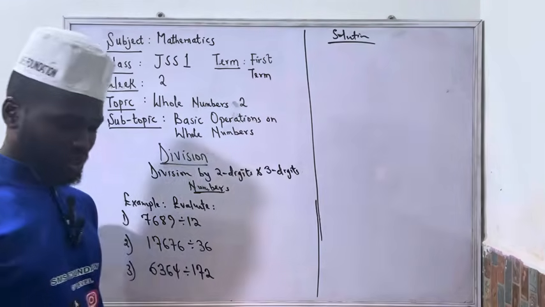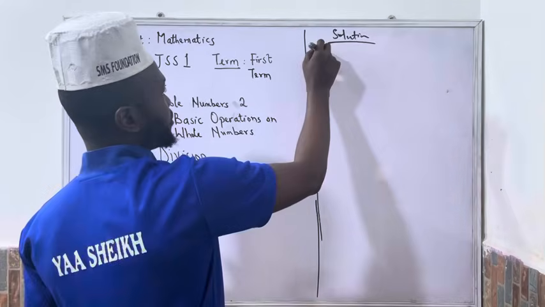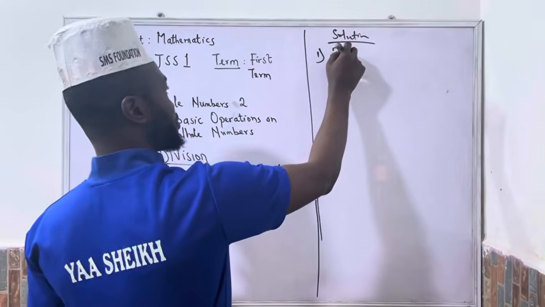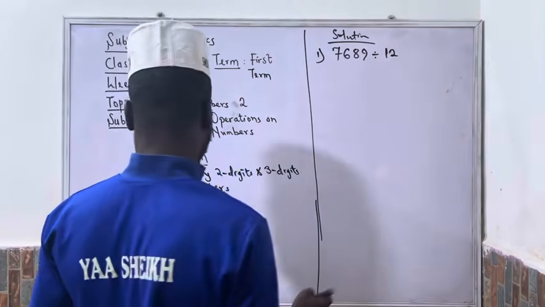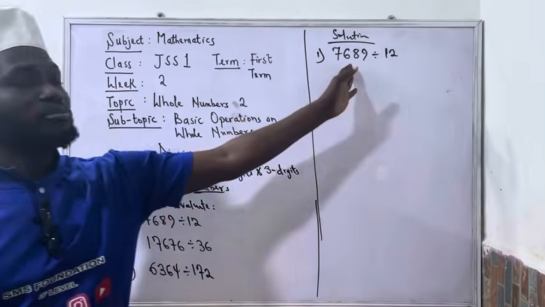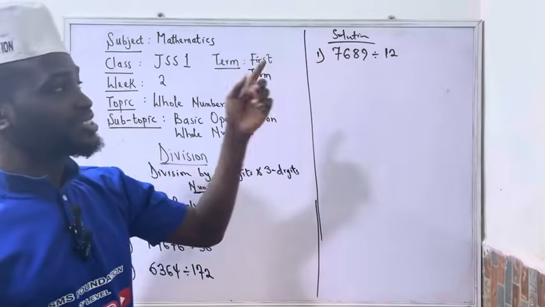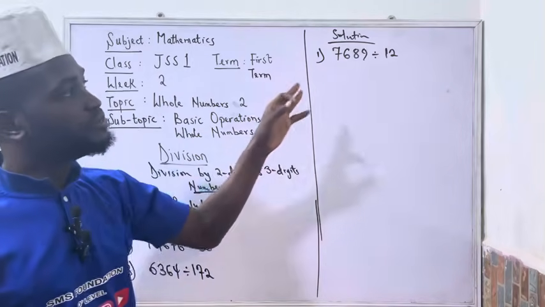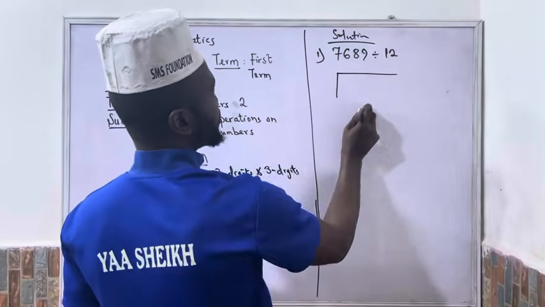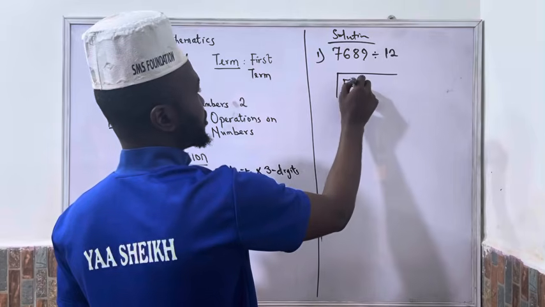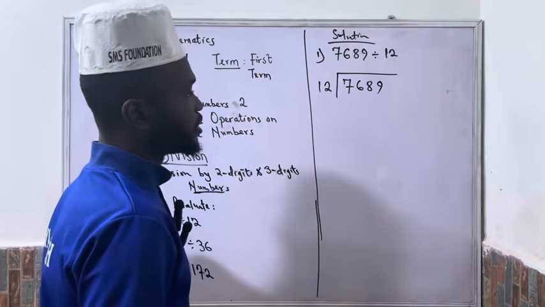So I'm going to stick with the long division method for the 3 questions. Number 1, we have 7,689 divided by 12. This might probably leave a remainder. In fact, the way I'm saying it, it is going to leave a remainder. So now let's draw our table. I'll have 7,689 inside here, then I'll have 12 inside here.